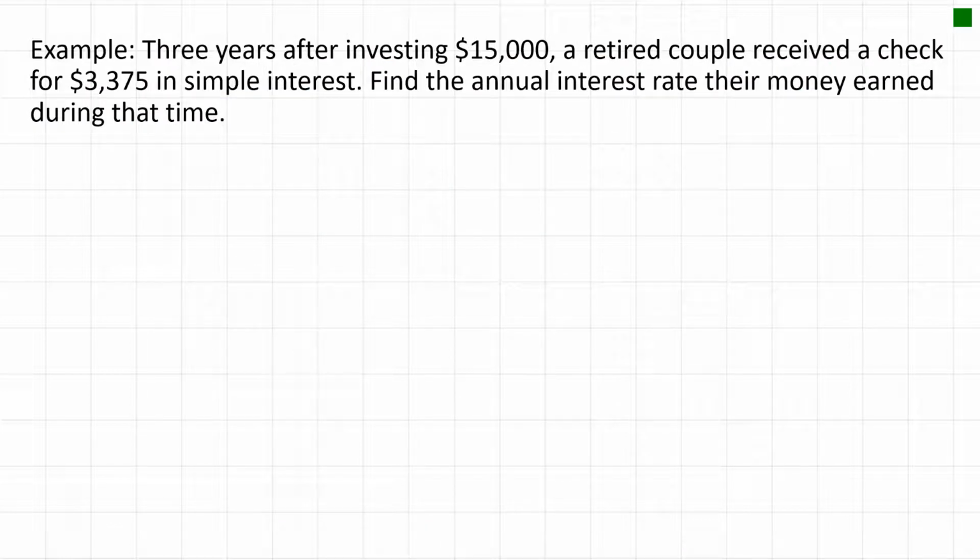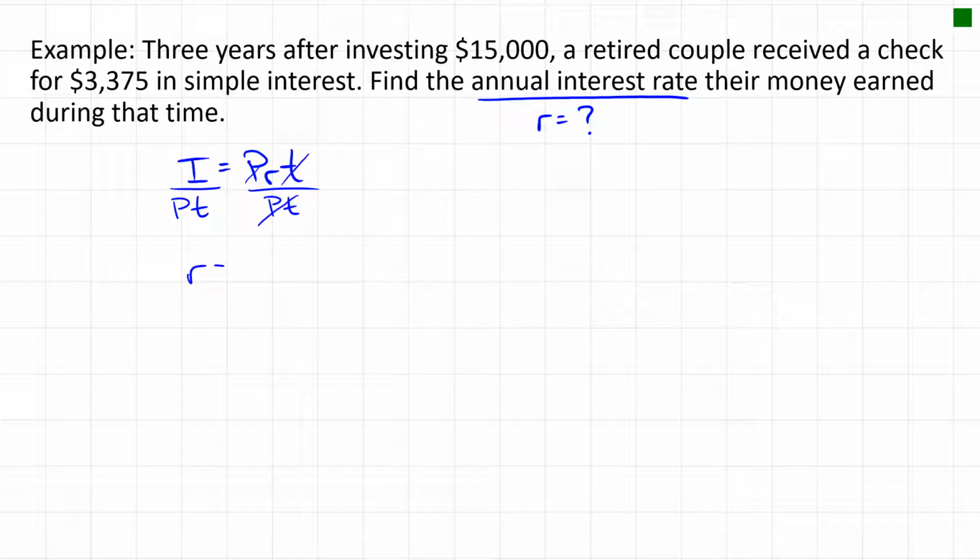So in this next example, we're told that 3 years after investing $15,000, a retired couple receives a check for $3,375 in simple interest. Let's find the interest rate that their money earned during that time. So if we want to find the annual interest rate, that means we're looking for R. So again, I just always like to start with I equals PRT and then divide by whatever we need to be left with the variable we're interested in.